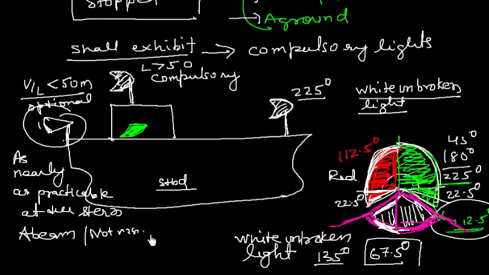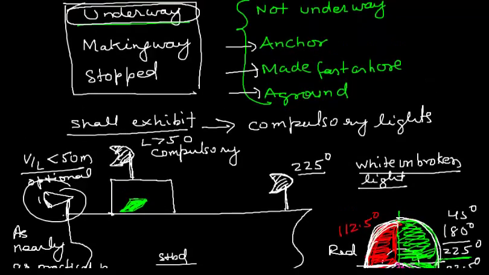So these are the lights of a power-driven vessel underway. By the way, there is no day signal, so let me just mark here, there is no day signal. The lights exhibited are the masthead light forward and masthead light aft, which are mandatory for a vessel more than 50 meters and optional for a vessel less than 50 meters, and the side lights and the stern light. These are the lights of a power-driven vessel.